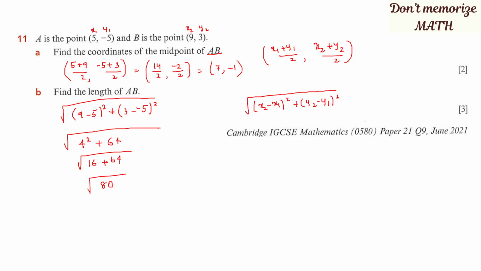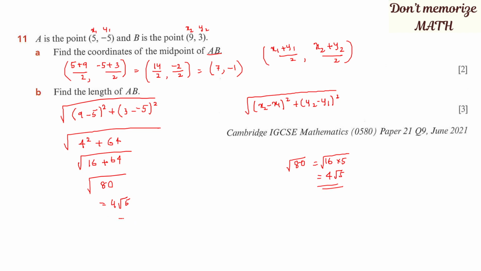So you will get 80. So I hope you know how to simplify the surd. This is a surd, so you can simplify it like 4 root 5. Okay, 80 you can write as 16 times 5. So square root of 80 will become, square root of 16 is 4, so 4 root 5. Okay, like this.